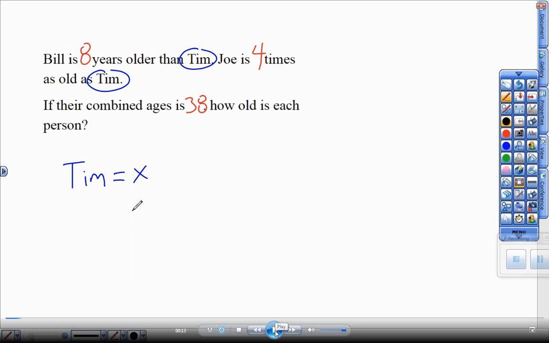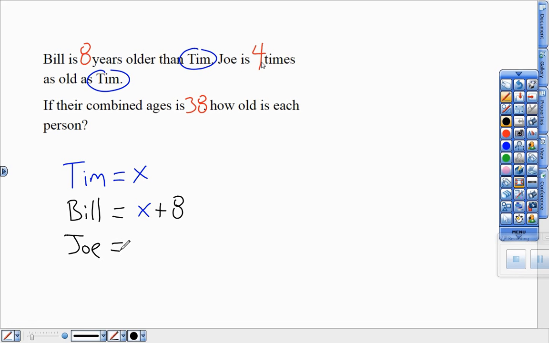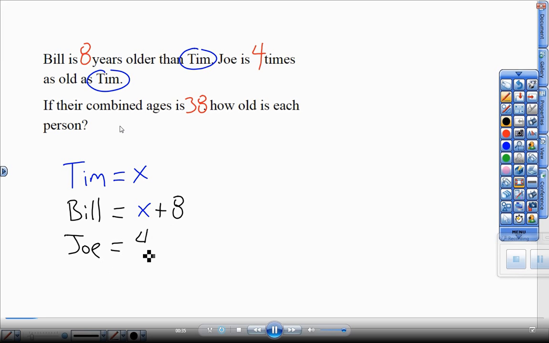So with that, I could do all the other ones algebraically based on Tim. I know that Bill is 8 years older than Tim. So for Bill, I'll use x plus 8 to show Tim's age plus 8. There's Tim. Bill is 8 years older than Tim. Joe is 4 times as old as Tim. So there's Tim right there, that blue x, and then multiply by 4, that will give me Joe's age.